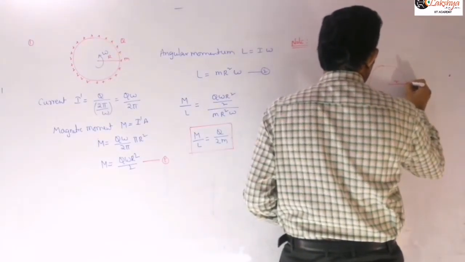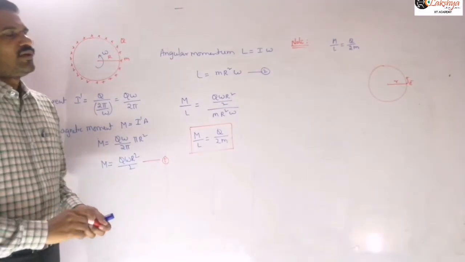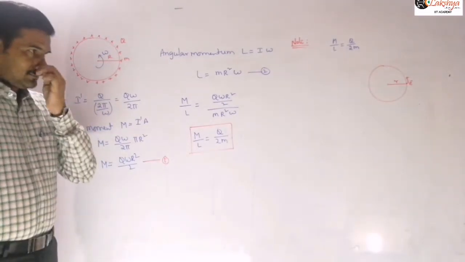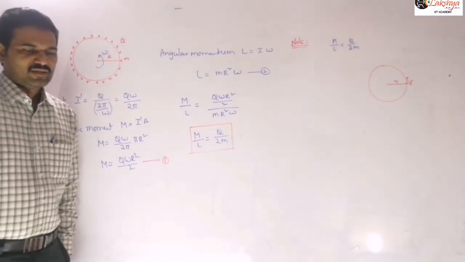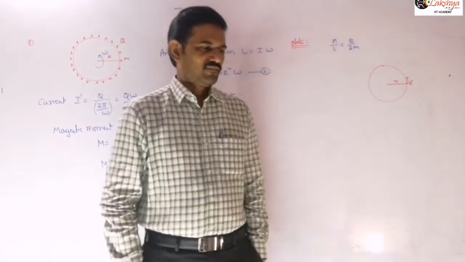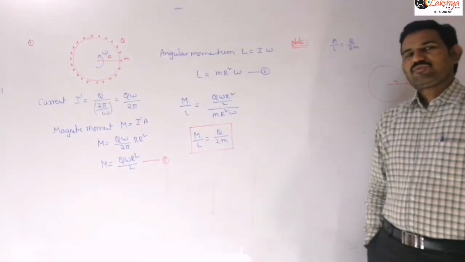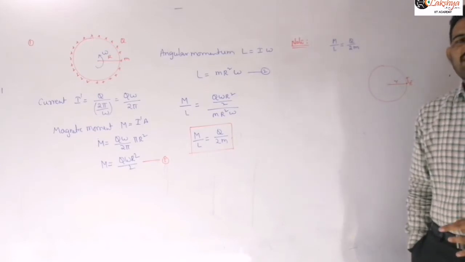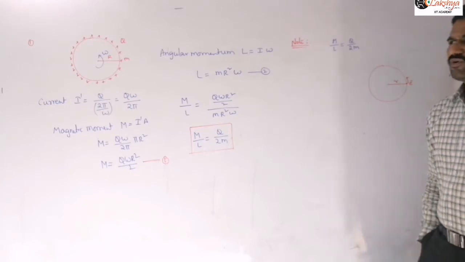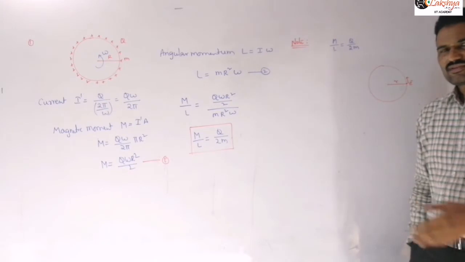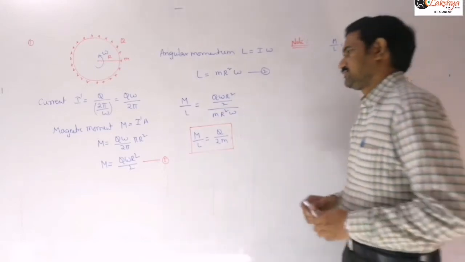Let us say this electron is revolving in a circular orbit. So write that when an electron is revolving in a circular orbit of radius r, find the ratio of magnetic moment to angular momentum. A lot of problems will be based on this ratio, and we will discuss some of the important problems in today's class.